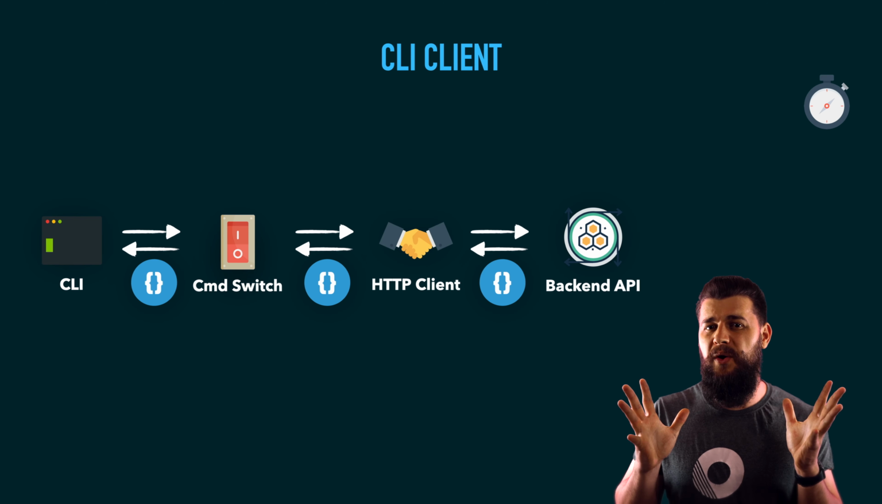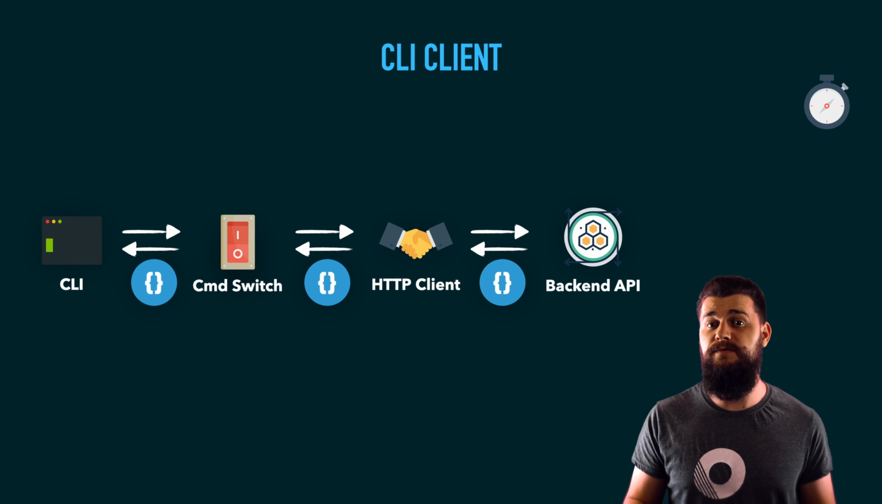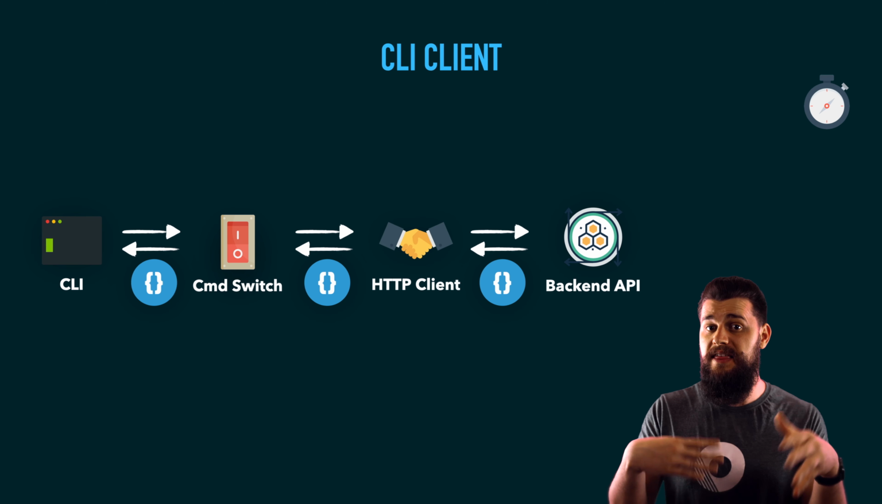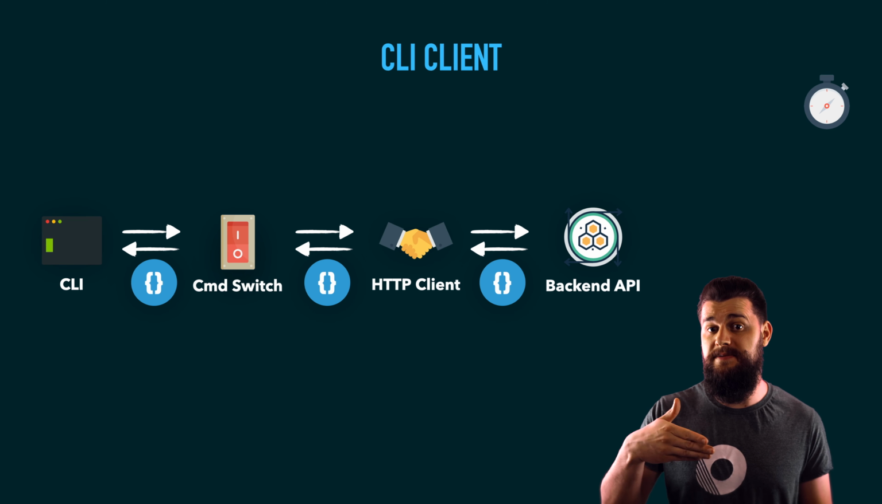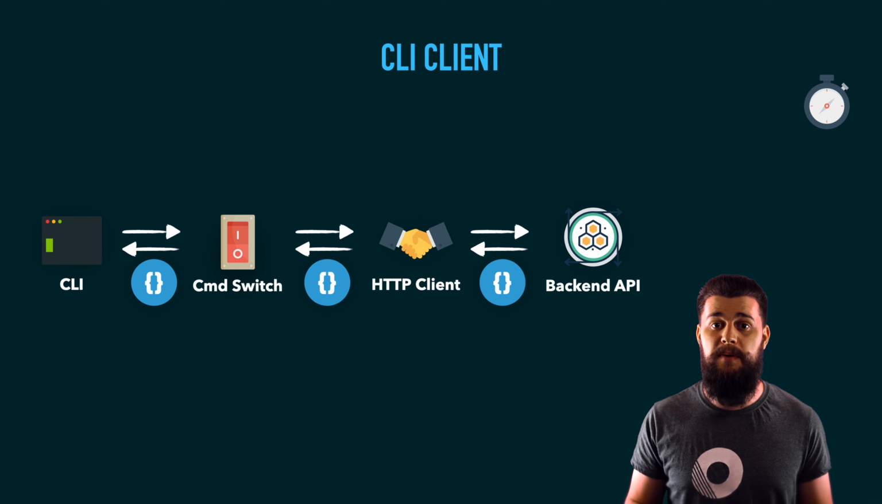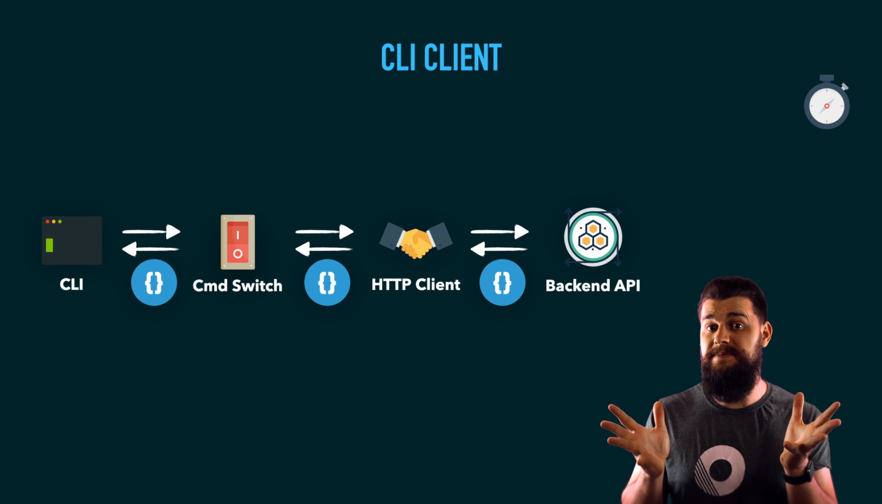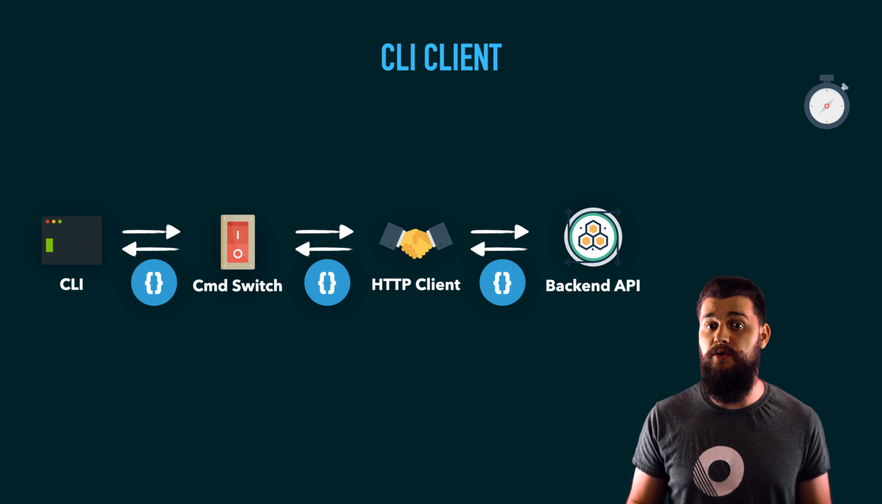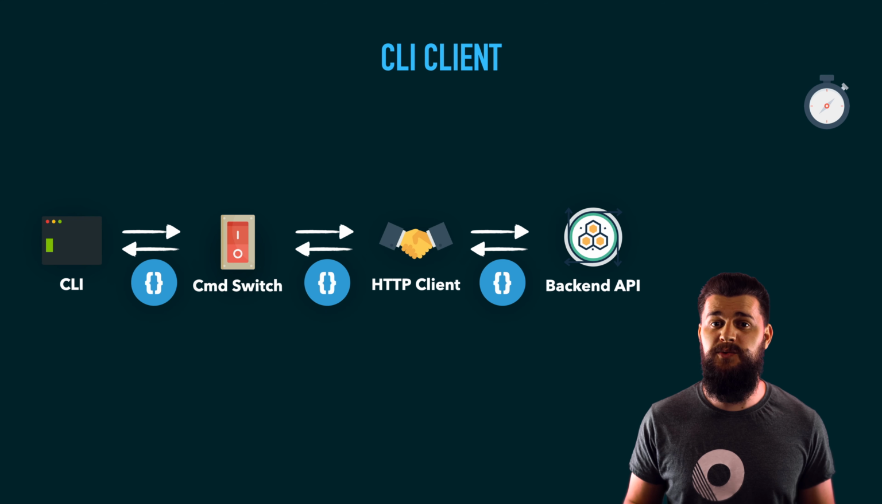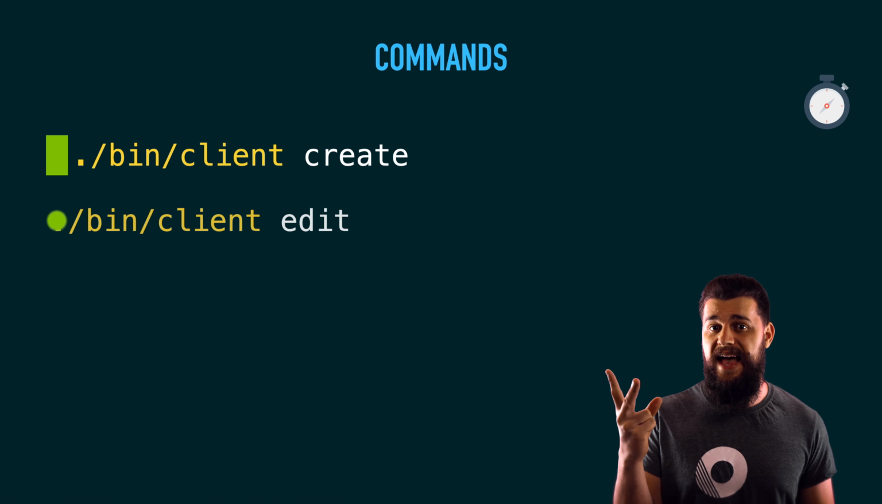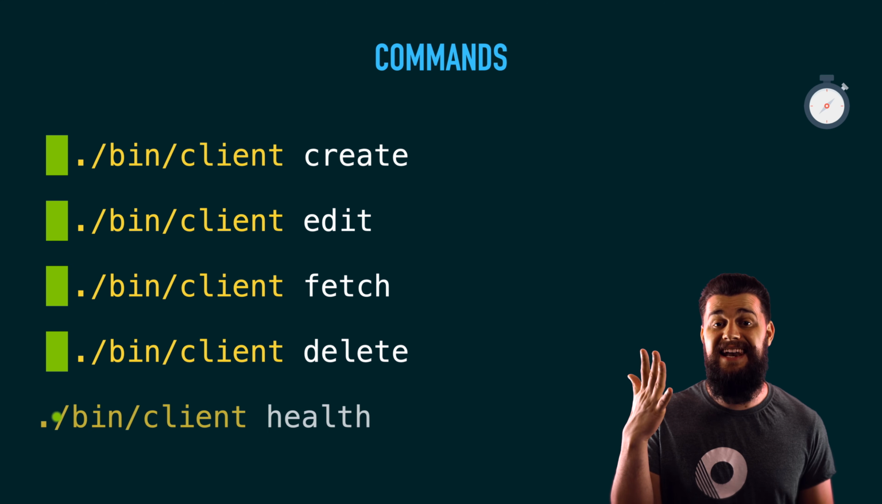So we're gonna pass requests from the command line application through the switch. It's gonna go through the HTTP client, and then that request goes to the backend API, which is gonna process it, do something about it, and then return us a response. And we're gonna process that response in the HTTP client itself, and then give a response which is readable and usable for the command line client. So the commands we're talking about are create, edit, fetch, delete, and help, of course.